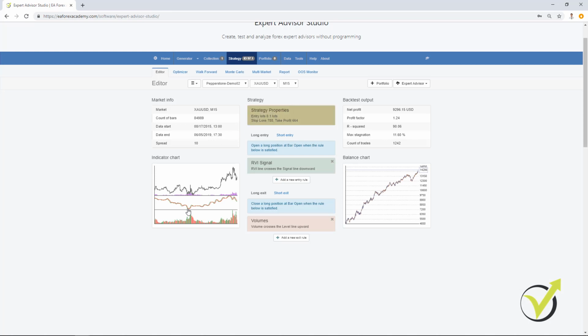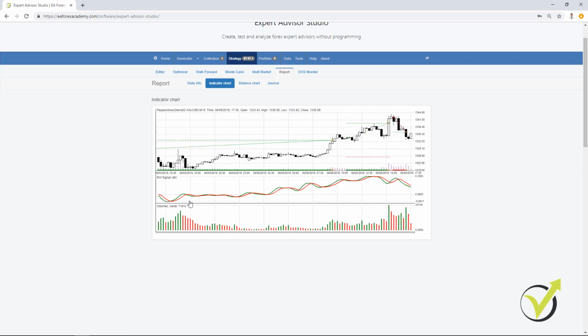Alright, so let's see the indicator chart of the first strategy, how it looks. We have the RVI line crosses the signal line downward. This is our entry rule, and we have volumes as an exit rule. Okay, I click on the strategy and you see here with the Expert Advisor Studio we have a very nice indicator chart. We see exactly where the trades were open and closed, and right here we have a long trade, because the RVI crosses the signal line downwards, and on the opening of the next bar the trade is open.